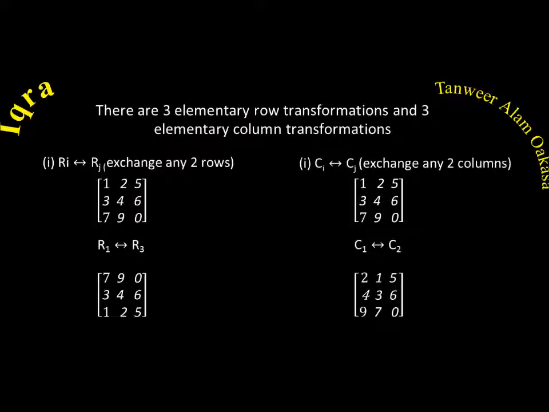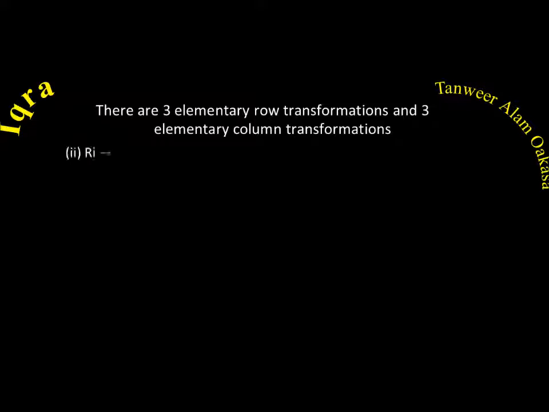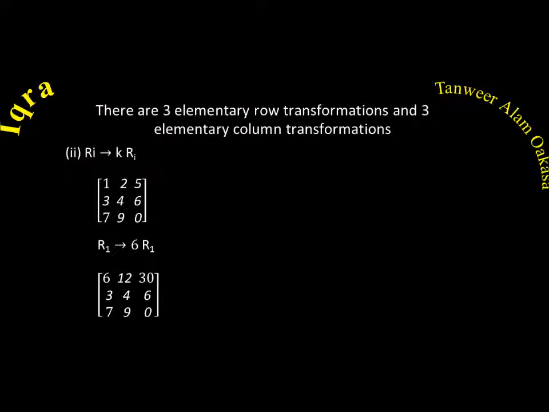Any two columns. Okay, so this was the elementary transformation. And the next transformation is if I multiply any row with any number. Suppose I multiply second row with number 5, I get a new matrix and that will be an equivalent matrix. For example, in this matrix, if I multiply my first row with number 6, so what will happen?